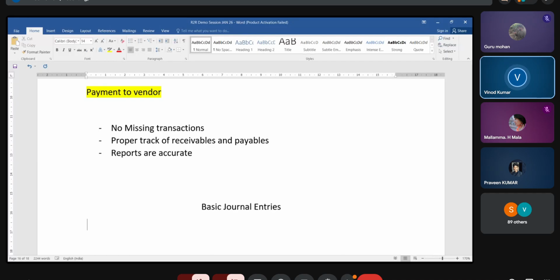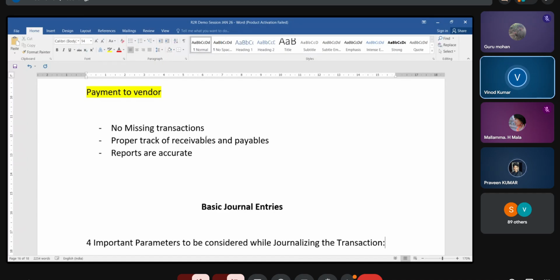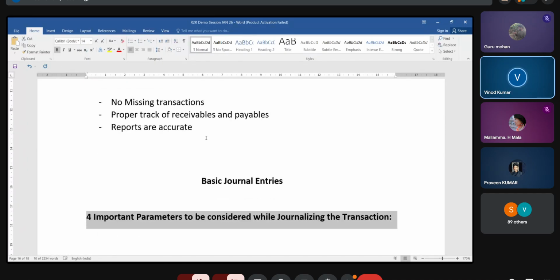In order to record the basic journal entries, four important things are to be remembered. Four important parameters to be considered while journalizing the transaction. So if you want to journalize any transaction, there are four important parameters which are mandatory to be considered while journalizing the transactions, guys. Okay, so let's see what those are.